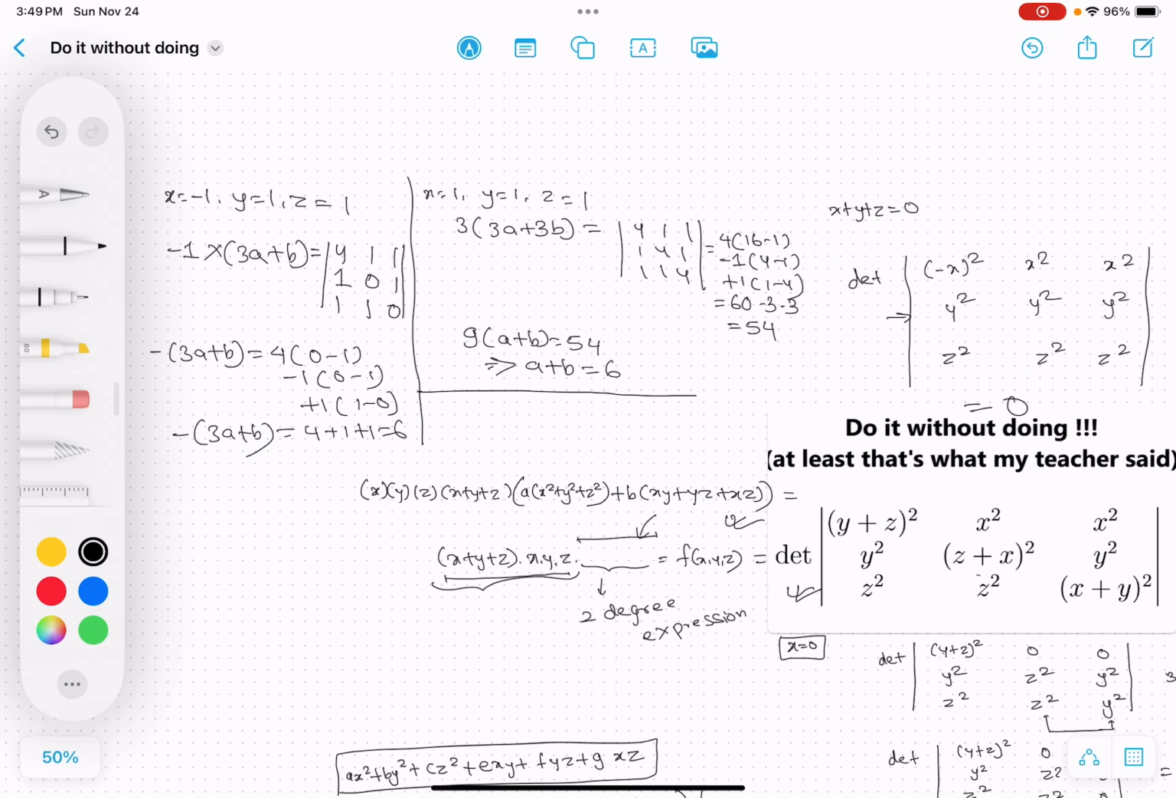Is that it? I thought it would be something different, right? Okay, let me check once again. 4 minus 1 minus 1, 0 minus 1 plus 1, 1 minus 0. Oh yeah, this is negative 4 actually. This is negative 4 plus 1 plus 1. Yeah, okay, now good. Now this is negative 2, right? Yeah, now it makes sense. So 3a plus b will just be 2. Now we know that over here 3a plus b is just 2, right?